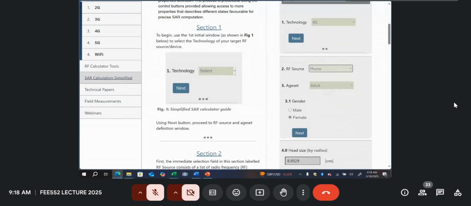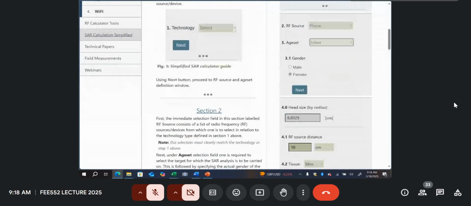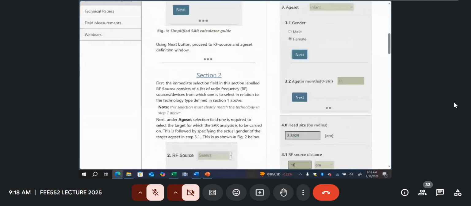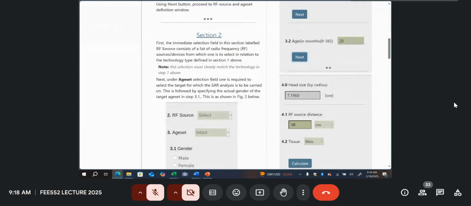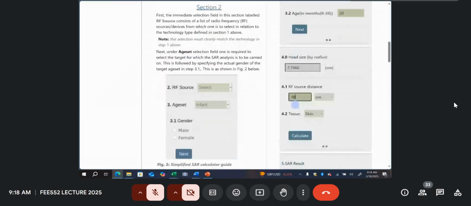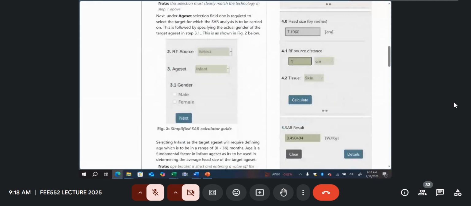So a 4G phone, you want to check it on who? Adult, an infant could have it, maybe female. Okay. How old is the infant, now you have to give us how many months? Maybe 20 months. Then next, that will help us determine the head size. How far are you from your phone? You normally put your phone on your ear, so it's 1 centimeter. So the skin in your ear, calculate.